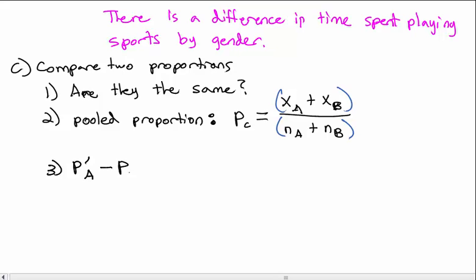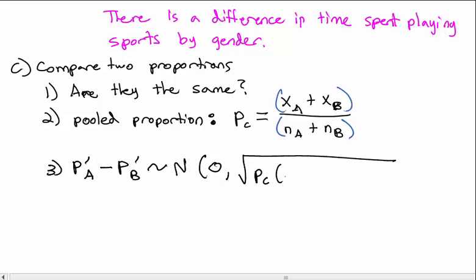PA minus PB will be normally distributed around 0. We assume there is no difference. With a standard error, that is the square root of the pooled proportion, 1 minus the pooled proportion, times 1 over the first number of elements, plus 1 over the second number of elements.